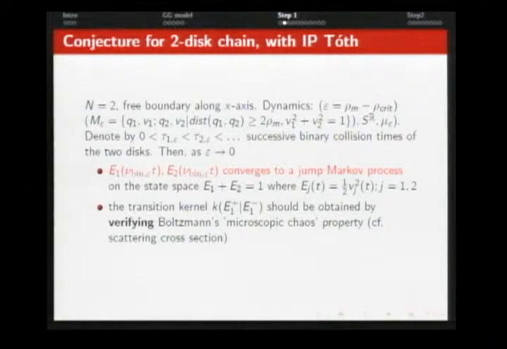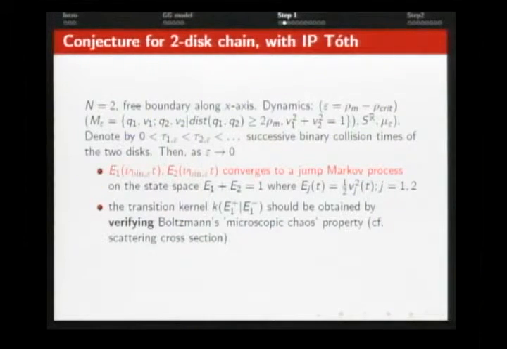Actually, 4 years ago with Péter Tóth, we started to think about this Gaspard-Gilbert model. So this is just the repetition of what I have said. These are some notations. The phase space depends on epsilon. And this is the binary interaction, the cylinder of binary interaction. If it's less than 2 rho m, this is actually the scatterer. And now you denote the successive binary collision times tau 1, tau 2, and so on.